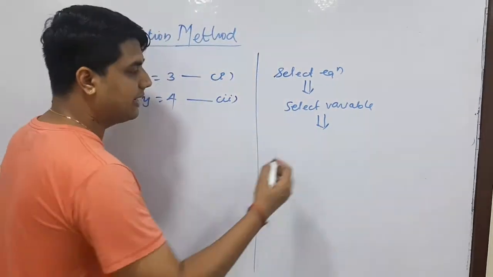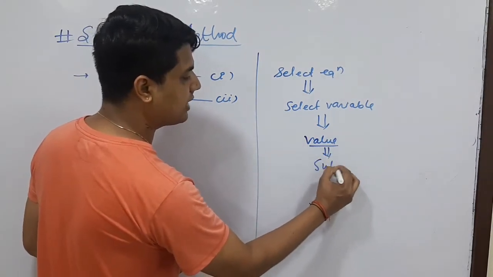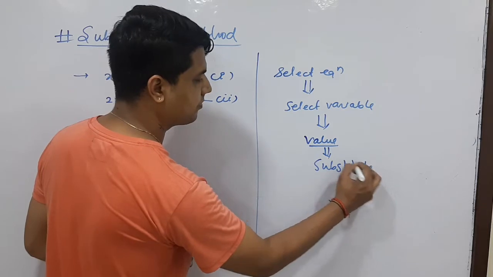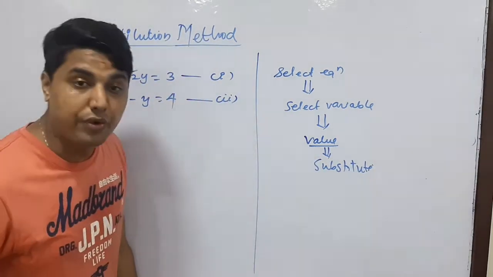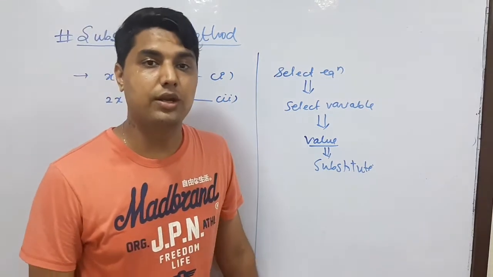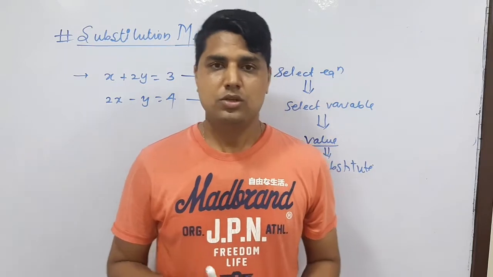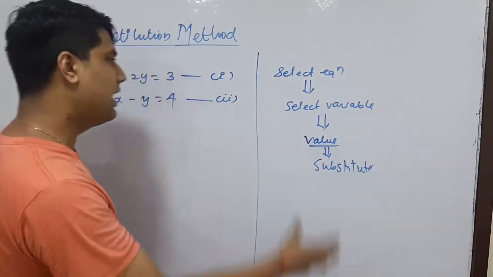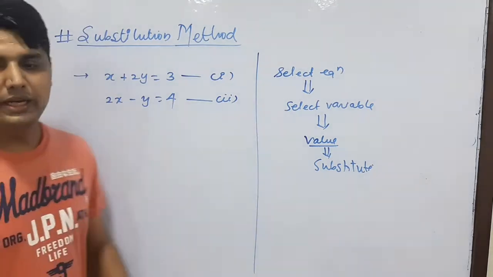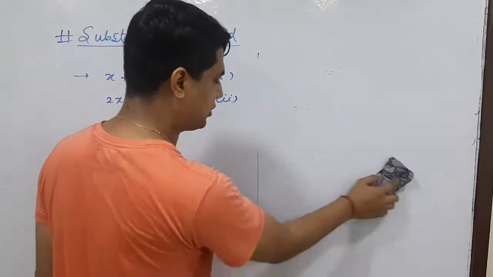Once we find the value of the variable, we have to substitute that value in the other equation. By using this algorithm, we can easily find the values of x and y. Let's try to understand this overall algorithm with the help of an example so that it is much clearer how to solve these types of questions.